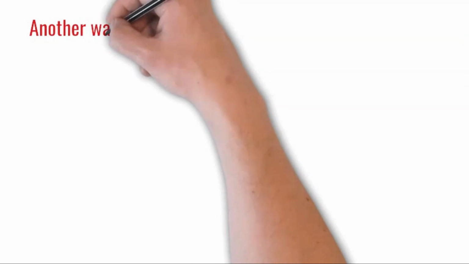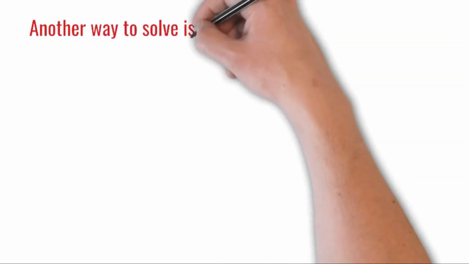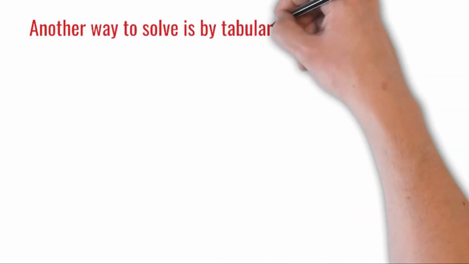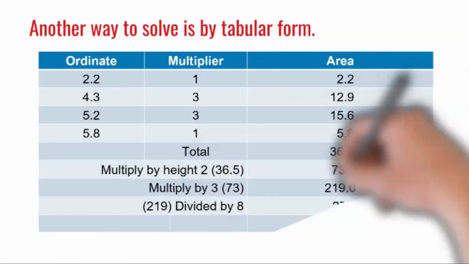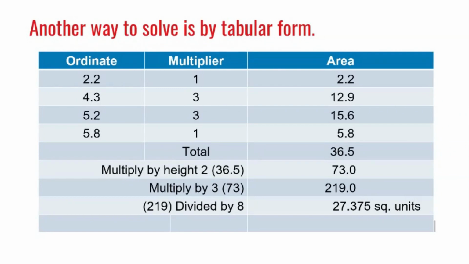Another way to solve is by tabular form. Ordinates times multipliers, the products are totaled, then multiply it by height, which is 2, then multiply it by 2 and divide it by 3. The result will be 27.375 square units.